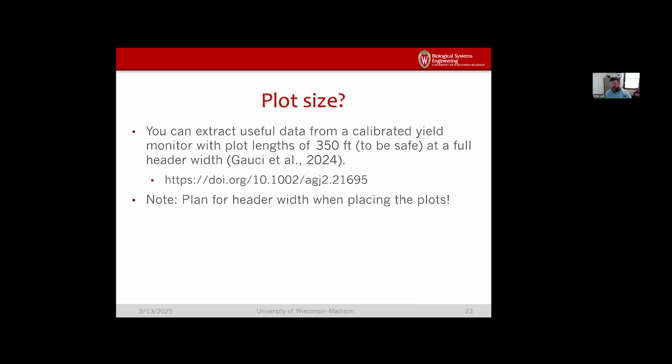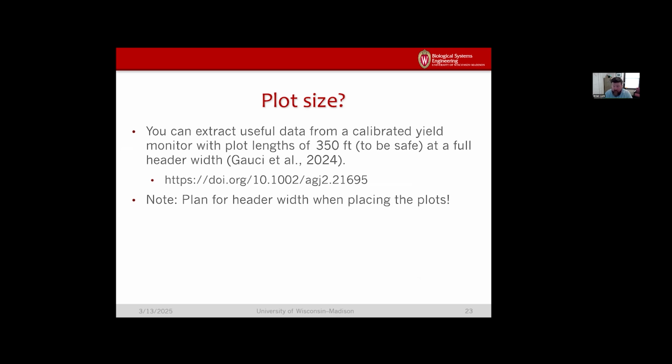One other thing I wanted to talk about quickly, and I think I touched on it a little bit, but there's a new study out from the Ohio State University and one of my buddies, John Fulton, over there, where they compared combine yield monitors, actually several of them, to a plot combine, which is weighing continuous grain flow through the machine.